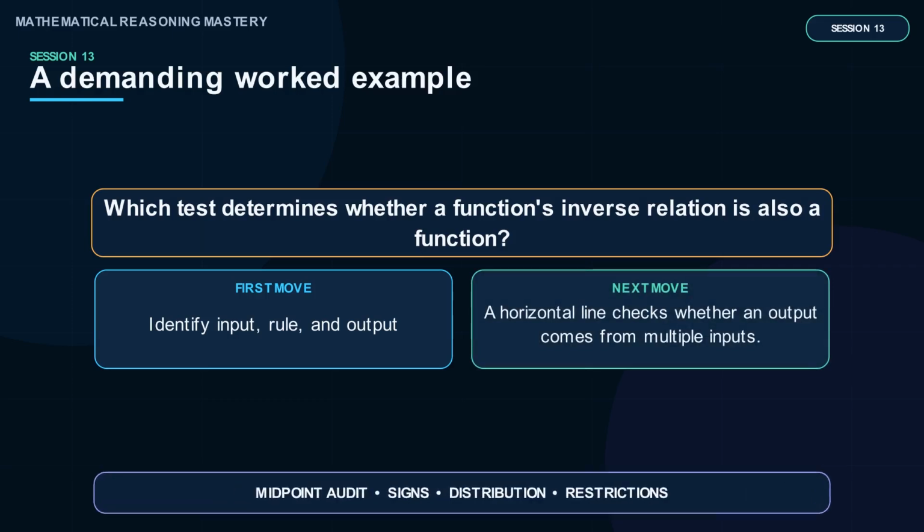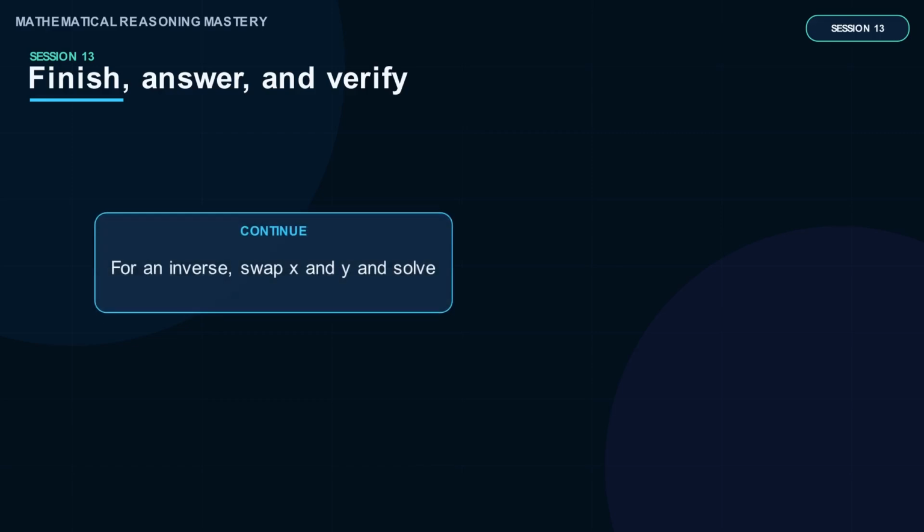Pause for a midpoint audit. Check copied values, signs, units, restrictions, and whether the current result is the requested quantity or only an intermediate value. Continue by applying this control. For an inverse, swap x and y and solve. The explanation supports one option without relying on its position.